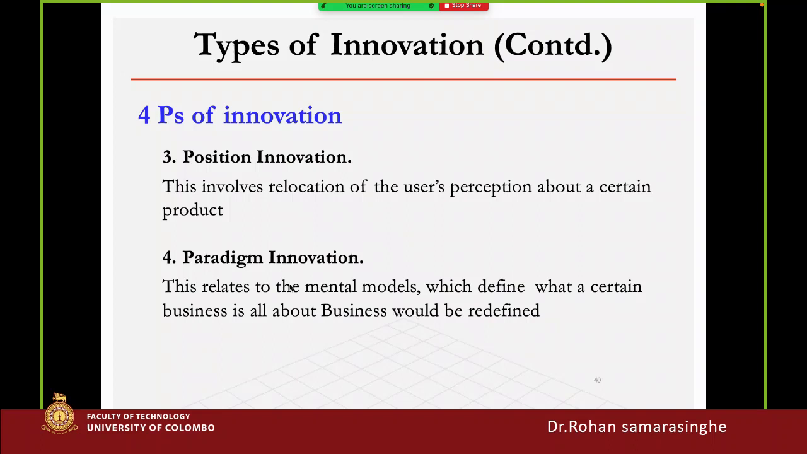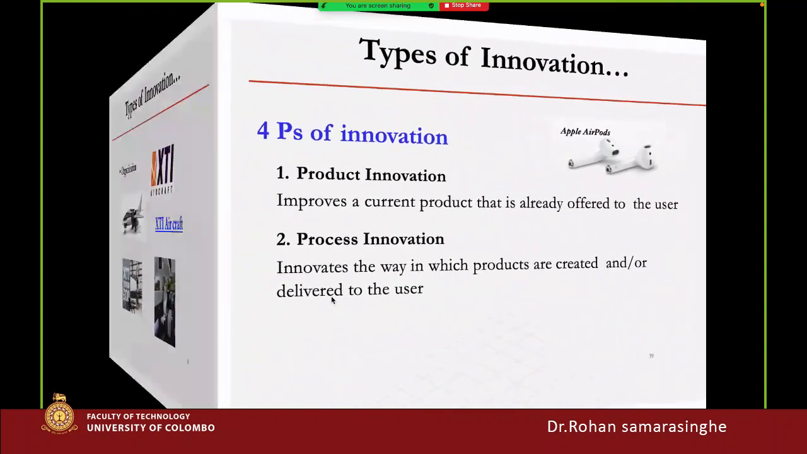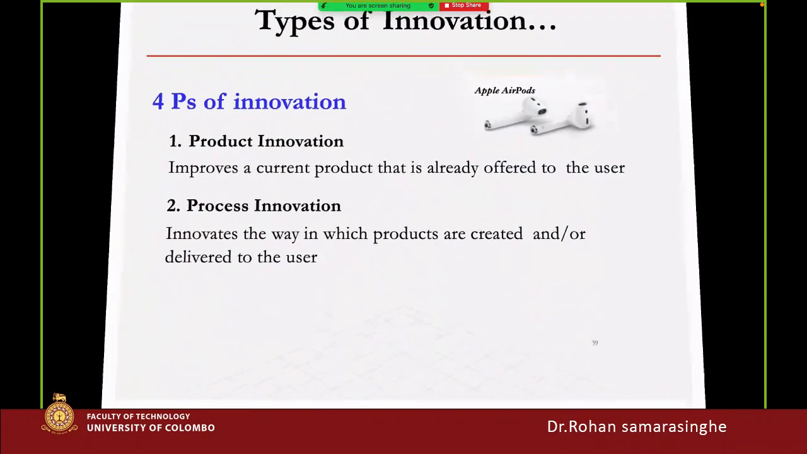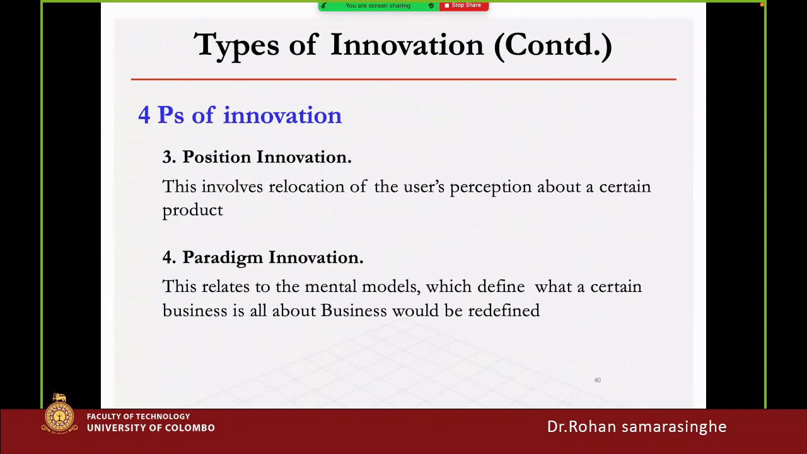And paradigm innovation relates to the mental model which defines what a certain business is all about; the business world is redefined. So these are the four innovations.